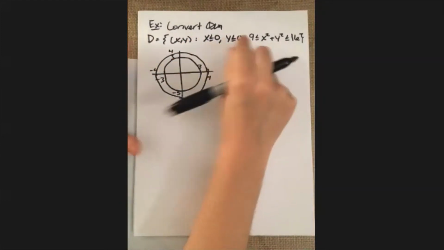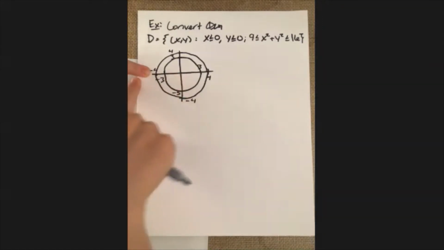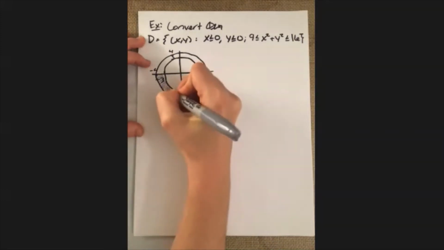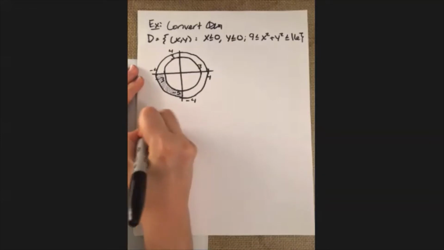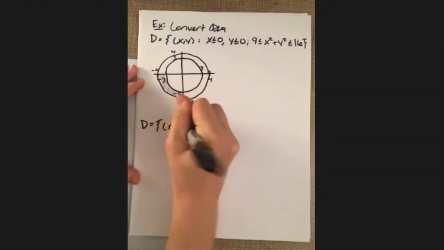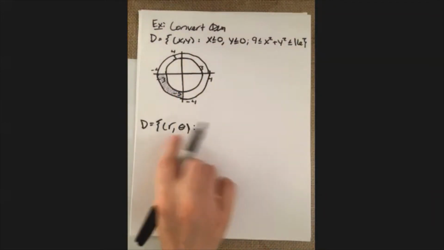And then we're also told that we want x and y to be less than or equal to 0. So I'm going to be looking at this area down here because this is where x is less than 0 and y is less than 0. So it's going to be this area right there. Great. Okay. So again, we want to create a domain that has information about r and theta that follows these restrictions right here. So let's go ahead and start with r.